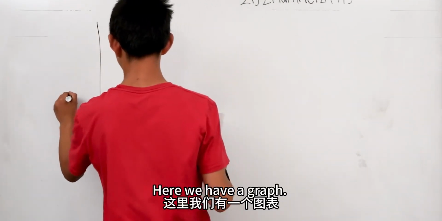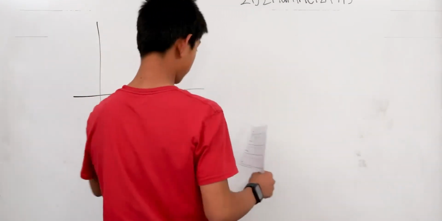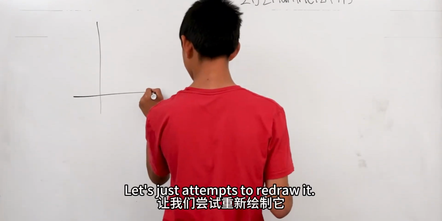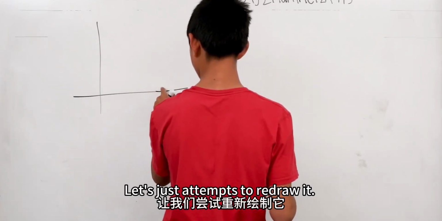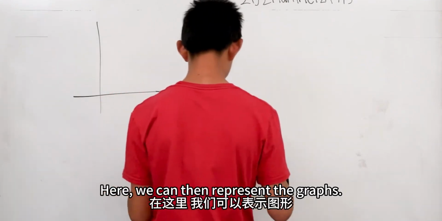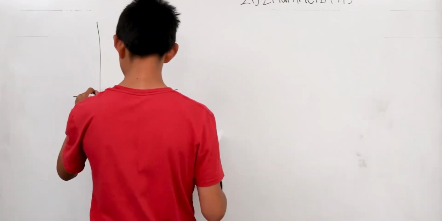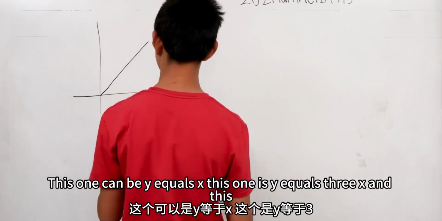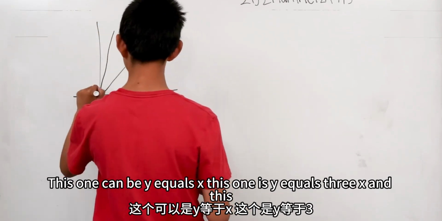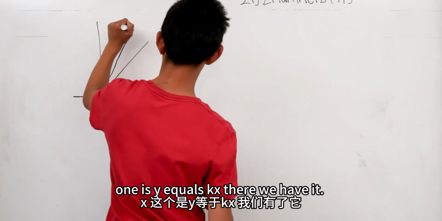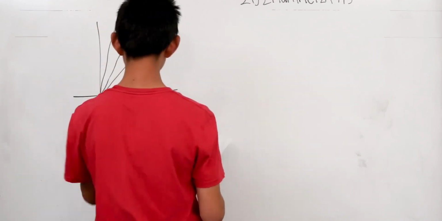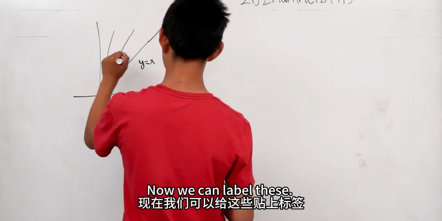Here we have a graph. The x thing might be too long, so let's just attempt to redraw it. So here we can then represent the graphs. This one can be y equals x. This one is y equals 3x. And this one is y equals kx. There we have it. Now we can label these.